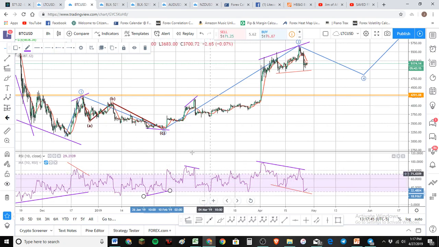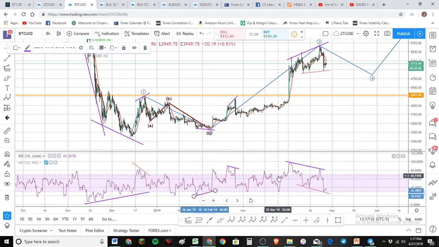And so you can almost, by using divergence, not always, but almost, call most of the turns in the market. Now, there's another type of divergence we want to talk about. I've been showing you regular divergence. Another type of divergence we want to talk about is hidden divergence.